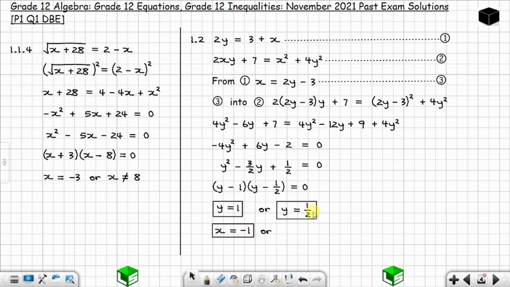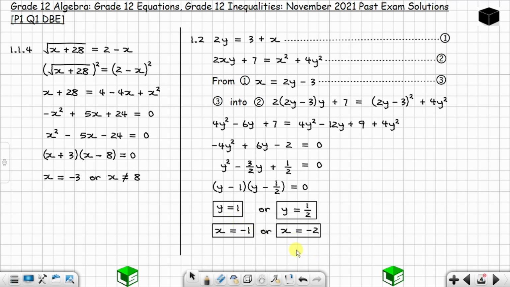Or now use this one to get your other x. You have 1 over 2. You plug y there. So y is equal to 1 over 2. You plug y there. So you have 2 times 1 over 2, which is equal to 1. You have now 1 minus 3, which is equal to negative 2. Okay, so you have your other x, which is equal to negative 2. Okay, so this is your other x. Okay, you have solved for your x and y simultaneously.